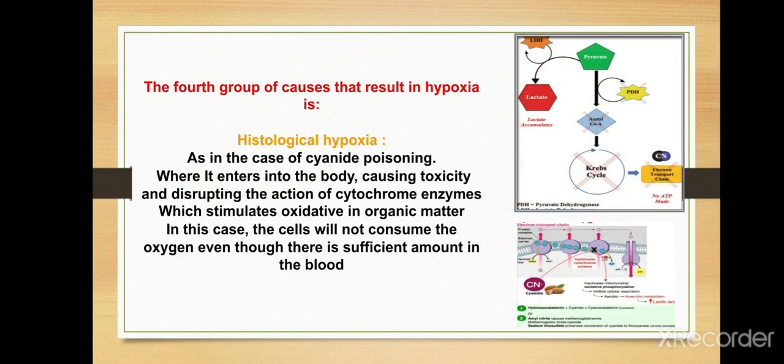The fourth group of causes that result in hypoxia is histological hypoxia, as in the cases of cyanide poisoning, where it enters into the blood, causing toxicity and disruption in the action of the cytochrome enzymes, which stimulate oxidative phosphorylation. In this case, the cell will not consume the oxygen even though there is a sufficient amount of oxygen in the blood.